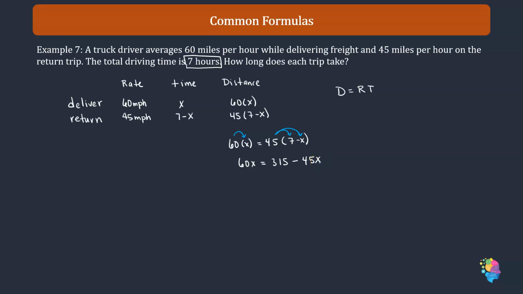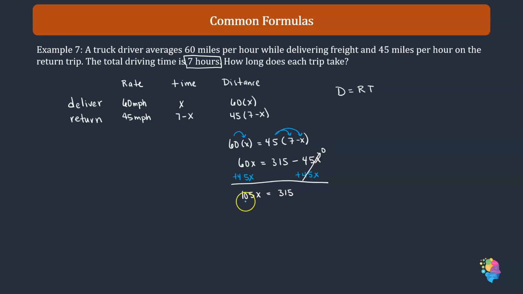There are no fractions. Now, there are no like terms on the left side or the right side to collect. So now I have to move my variables to one side. I'm going to move this minus 45x on the right side to the left side. 60 plus 45, that's 105x is equal to 315 because this goes to 0.